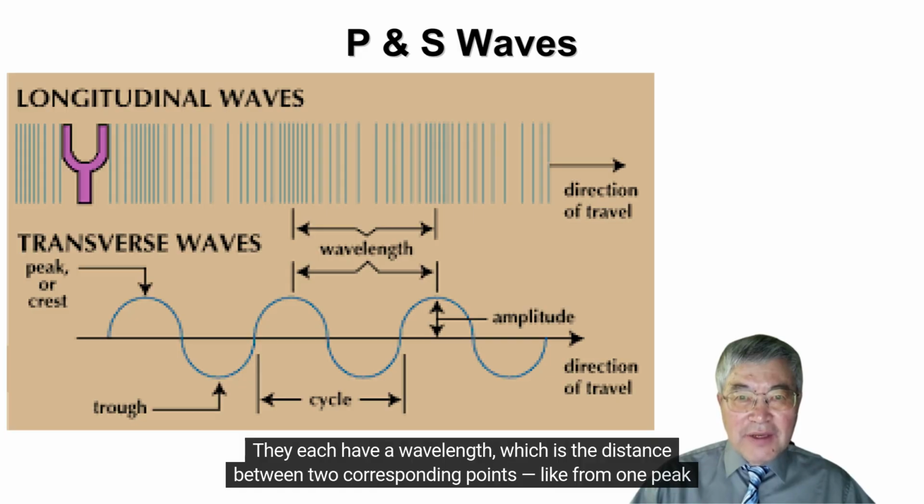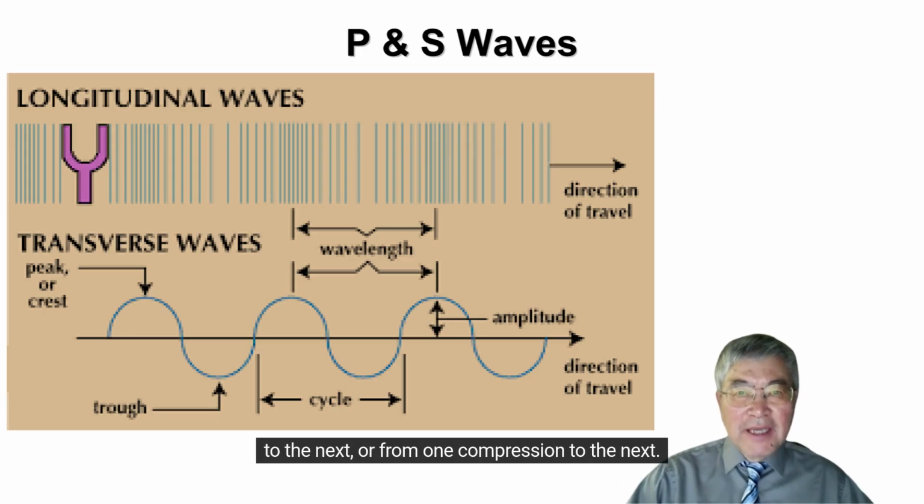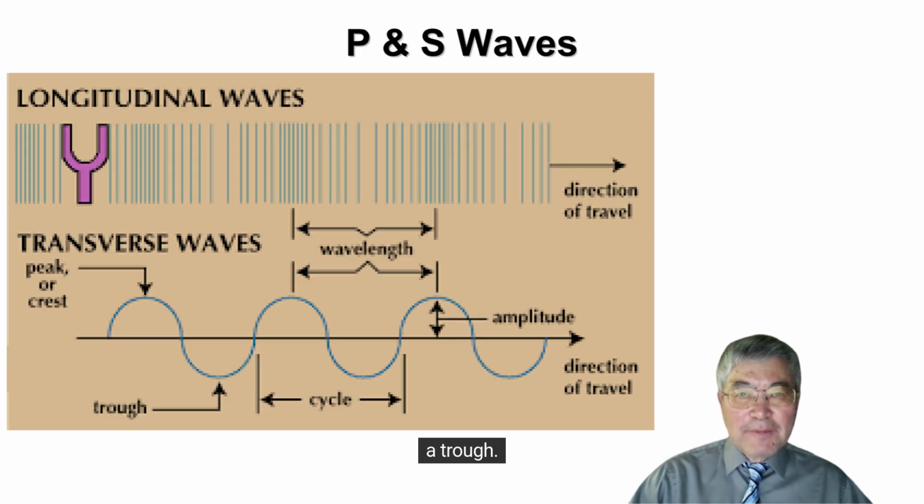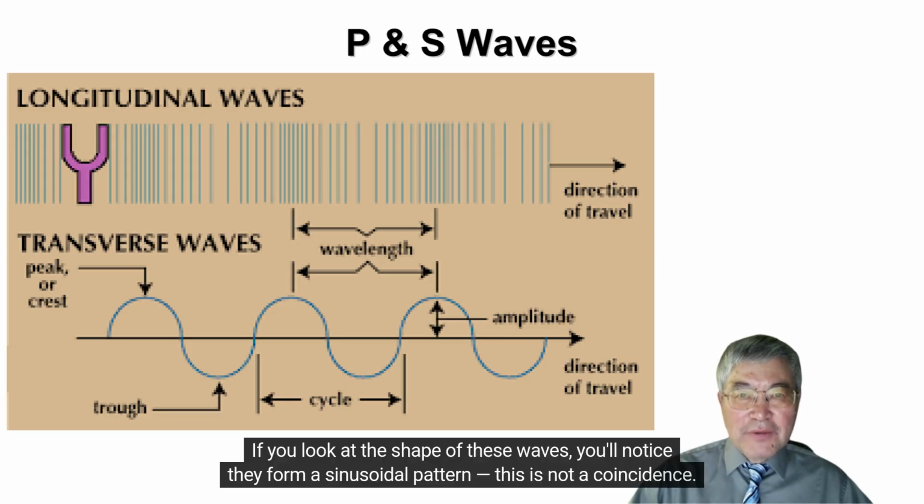Now, both longitudinal and transverse waves have some key characteristics. They each have a wavelength, which is the distance between two corresponding points, like from one peak to the next, or from one compression to the next. That's the spatial period of the wave. They also have amplitude, which represents how strong the wave is, and the height of a peak or the depth of a trough. If you look at the shape of these waves, you'll notice they form a sinusoidal pattern.